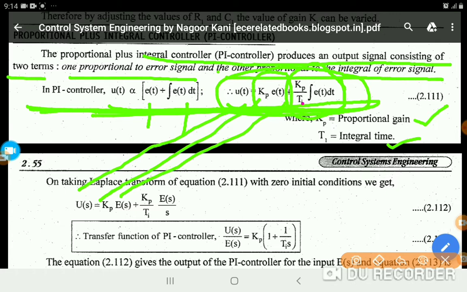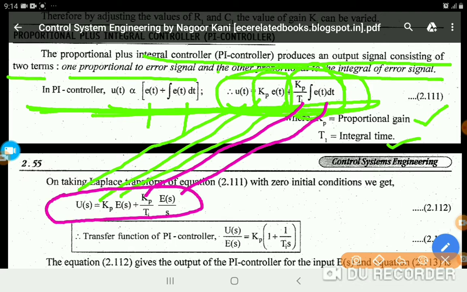Then Kp by Ti is a constant, as it is Kp by Ti. Integral e of t becomes E of s by s. Simply, we can transfer a time domain variable into a frequency domain variable in terms of s by taking a Laplace transform. From this, the transfer function of the PI controller is obtained by rearranging the expression, taking U of s by E of s as common.